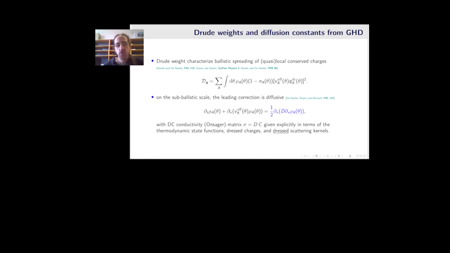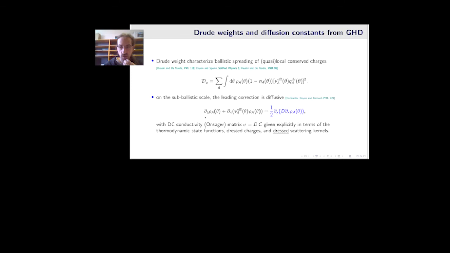So you can take any quantity Q and ask what is the associated Drude weight, and all you have to do is integrate over all quasi-particle types, and what you integrate over is the density times the Fermi filling function. N of A is the Fermi filling function associated to the particular state, and rho is the density of quasi-particles associated to a particular state. These are thermodynamic state functions that you can derive, and then you multiply the square of the effective velocity and the square of the dressed charge, and this is the Drude weight, and that's the exact result.